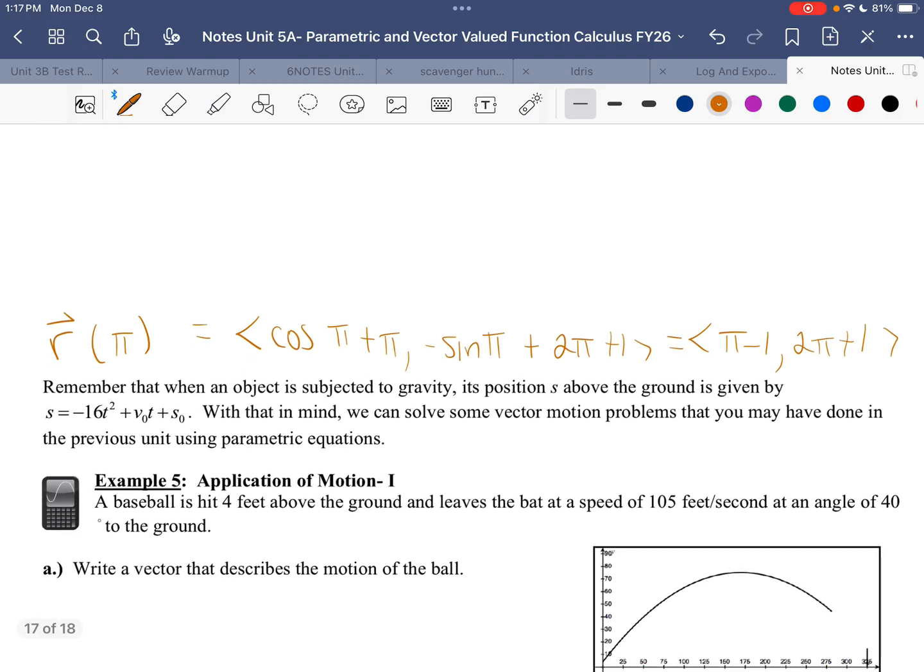Move into example 5. Remember, when an object is subject to gravity, its position s above the ground is given by this equation, where v naught is your initial velocity and s naught is your initial height.